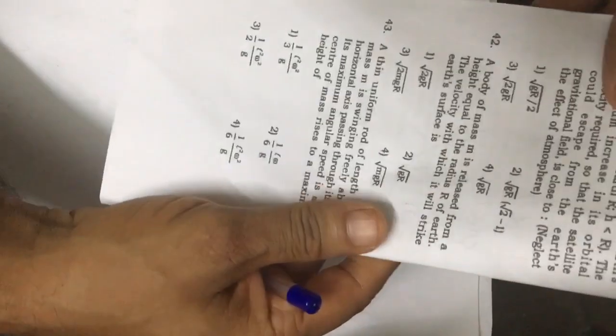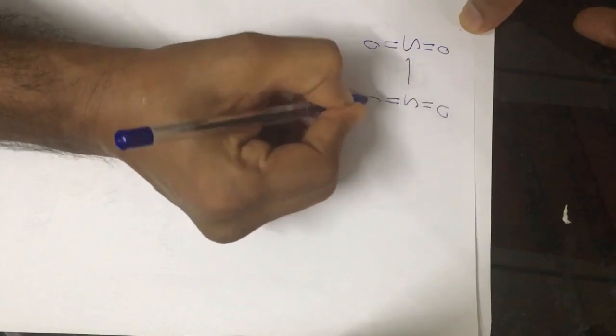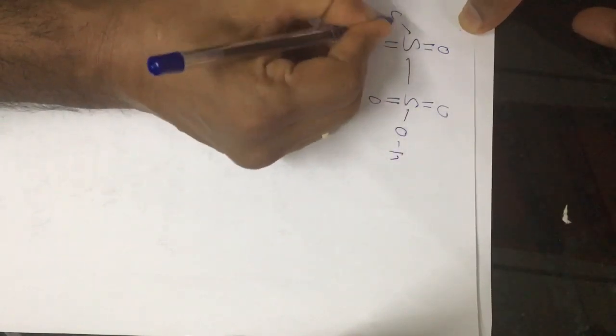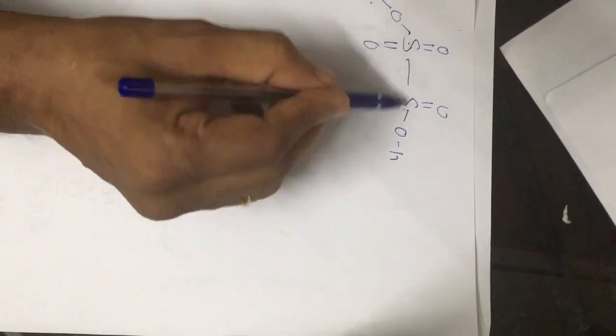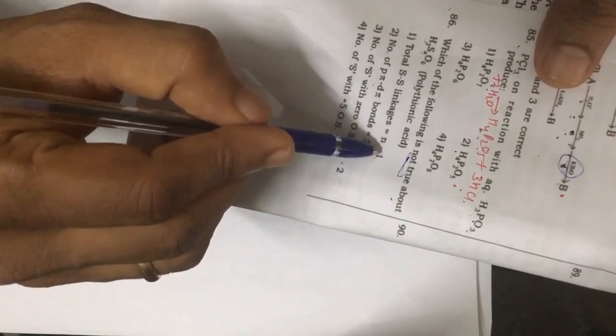Let us take an example of this. This is H2S2O6. This is one polythionic acid. Now which is not true? Total S-S linkage is n minus 1. So n is the number of sulfur atoms. So how many sulfur atoms are there? 2. So 2 minus 1 is 1. How many S-S linkages are there? 2 minus 1 equal to 1. One S-S linkage is there.